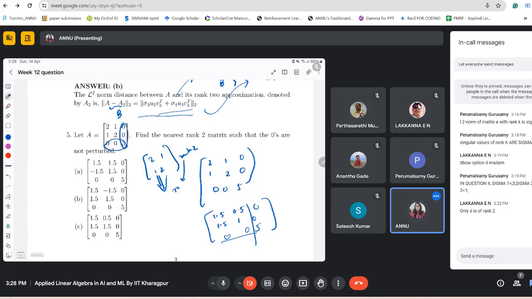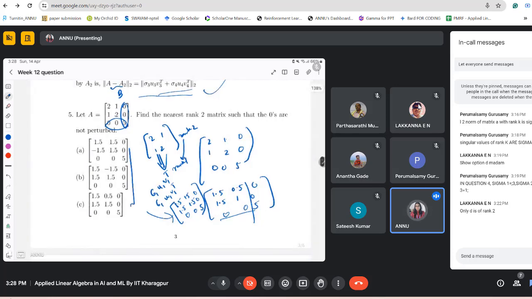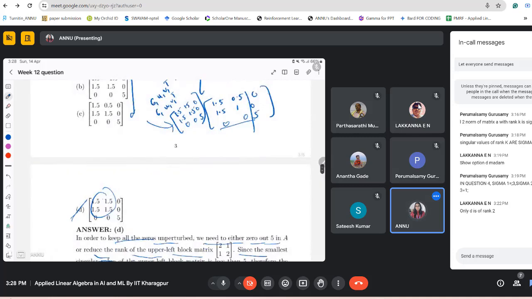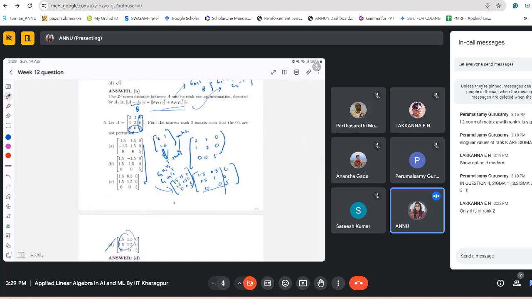Now, find the distance in Frobenius norm to the nearest rank 2 approximation. Again, how will you define the distance? Using this particular formula. What will the distance be in this case? The distance will be sigma 2 u2 v2 transpose. How many of you agree this will be the distance? Where sigma 2, u2, v2 will correspond to this particular matrix 2 1 1 2.